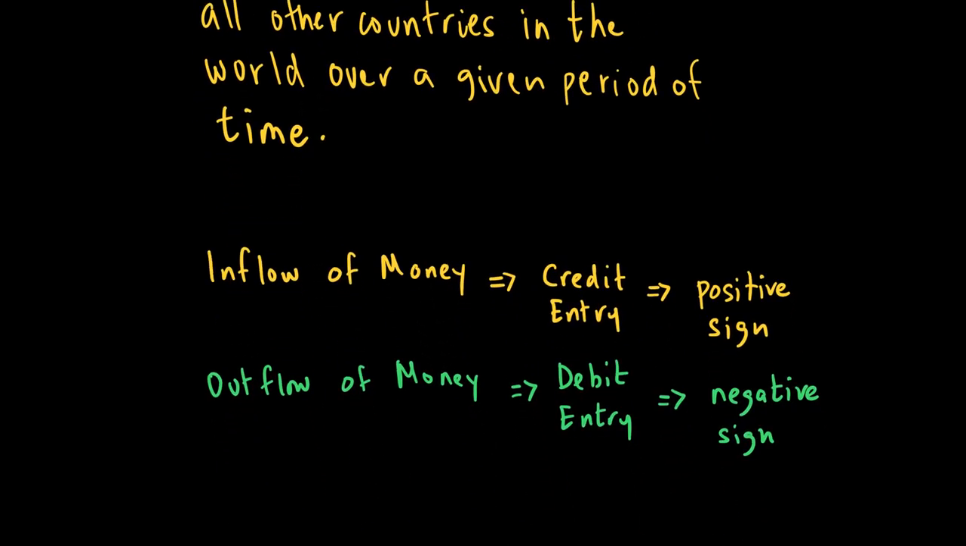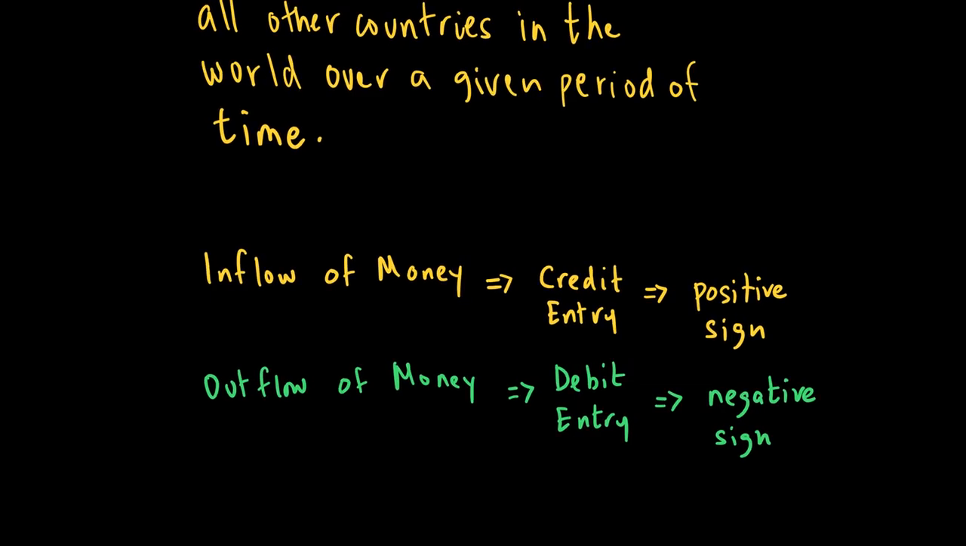The inflow that happens in a country is recorded in the balance of payment as a credit entry and has a positive sign, because this is the money coming into the country. While the outflow of money that happens in an economy, we record it as a debit entry, and it has a negative sign. So all the inflows are with a positive sign and credit entry, while all the outflows will be a negative sign and are recorded as a debit entry.